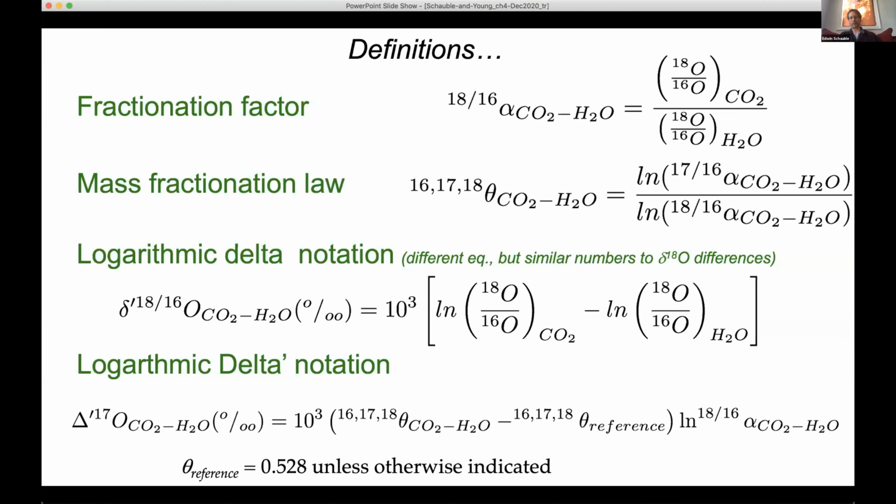It turns out to be convenient, because of these logarithms, to use logarithmic delta notation, which we've already heard about a little bit today. And cap delta O17 also in terms of logarithmic delta notation. And here I've given it in per mil, but it actually turns out to be more useful, when one's talking about equilibrium effects, to use per meg, multiplying by a factor of 1,000,000 instead of 1,000. And for the purposes of this talk, I'm going to use a reference exponent, a reference slope, of 0.528 unless otherwise indicated, because that seems to be what's most commonly used and has been proposed as the standard one to use.